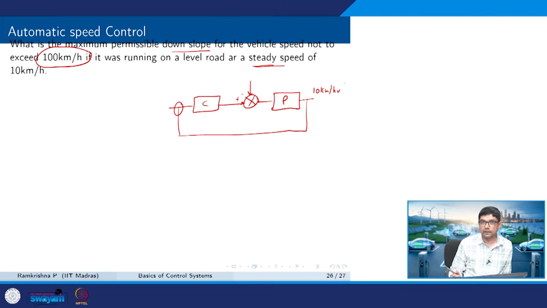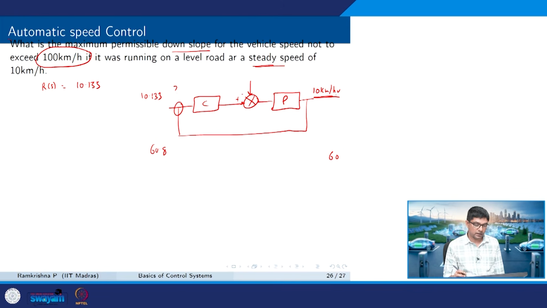In the closed loop setting, what we saw earlier, if this was 60, this was 60.8. Now, when this is 10, what will this be? I will give you as an exercise to compute it in the same way. So, the reference R of S will be 10.133. If this is 10.133, this will become 10. Now what I want is to calculate the D, the percentage slope, which will result in this 10 going to 100. Now let us again look at each of these 3 signals here.